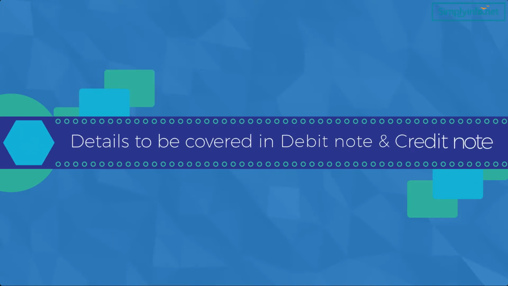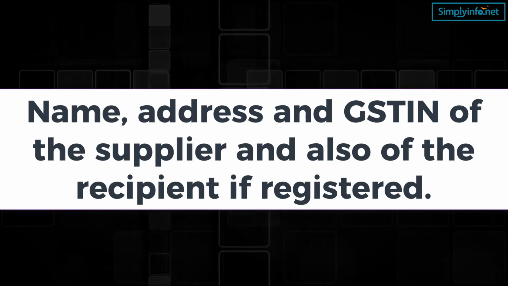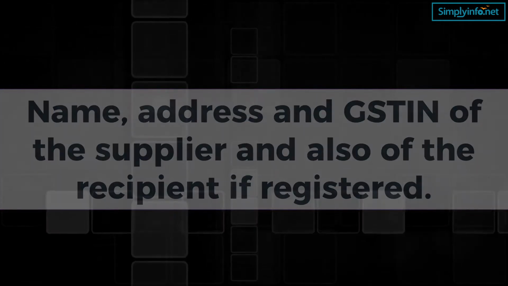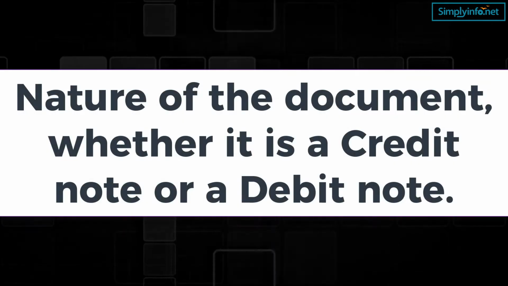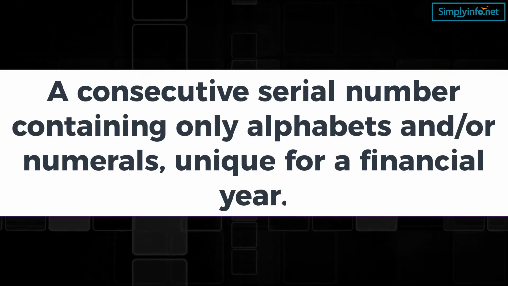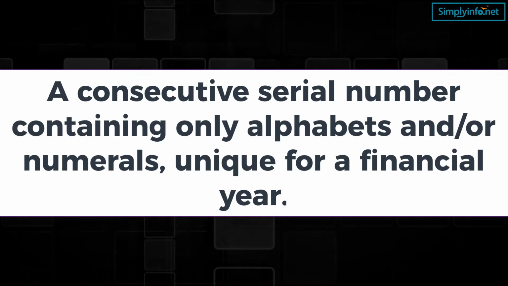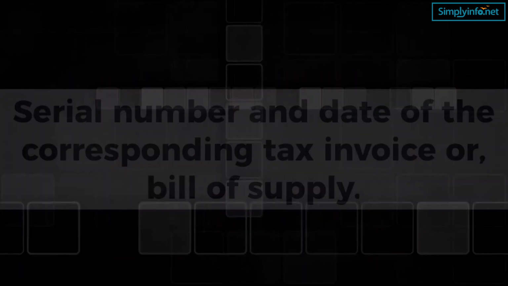Details to be covered in debit note and credit note. Name, address and GSTIN of the supplier and also of the recipient if registered. Nature of the document, whether it is a credit note or a debit note. A consecutive serial number containing only alphabets and/or numericals, unique for a financial year. Issued date of the document.